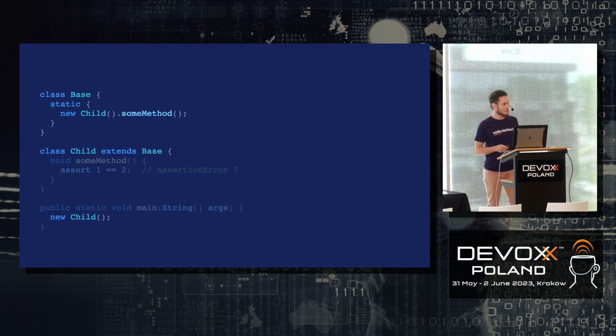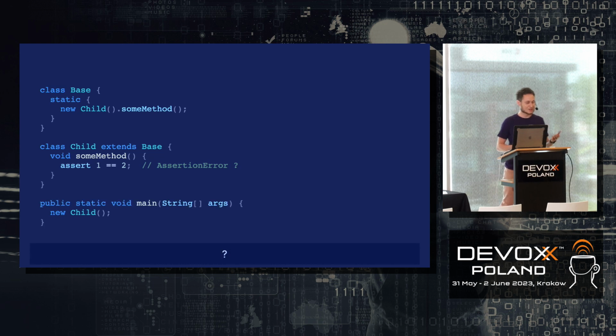Let me complexify this a little bit. Now I have the same child class. It extends from some base class. In the base class, I have a static initializer. Inside of the static initializer, I construct child and call some method. And in our main, I just construct child. So what's going to happen in this case? Do we expect an assertion error or not? Or it depends? What changed? Why are you puzzled? It was so easy to answer the previous question. I just added, what, 5 lines of code.